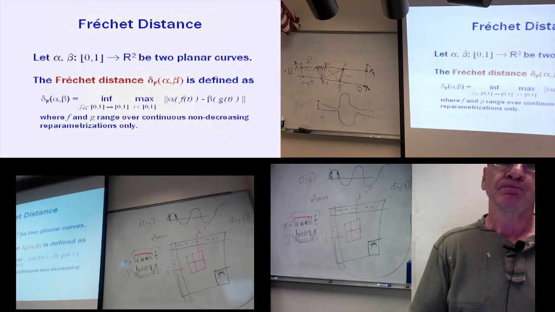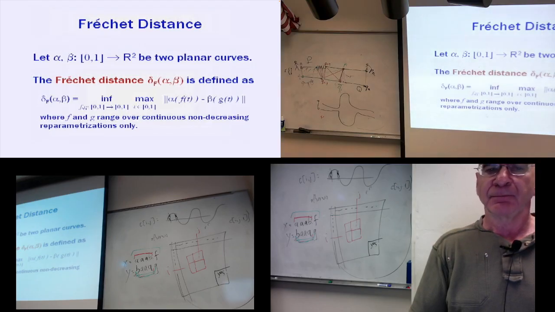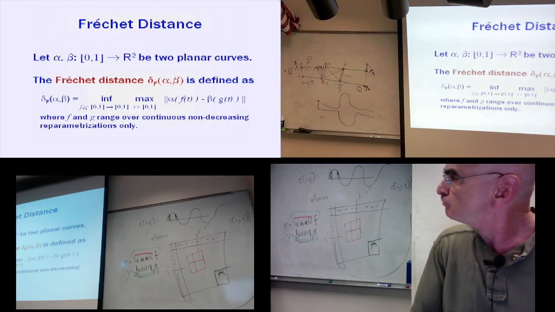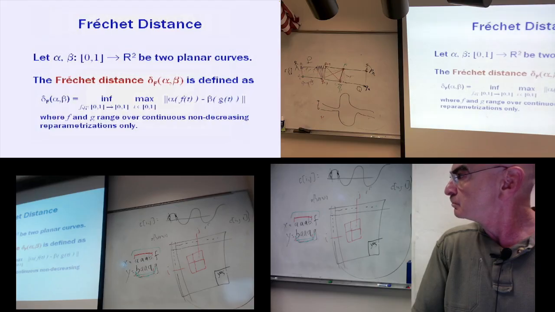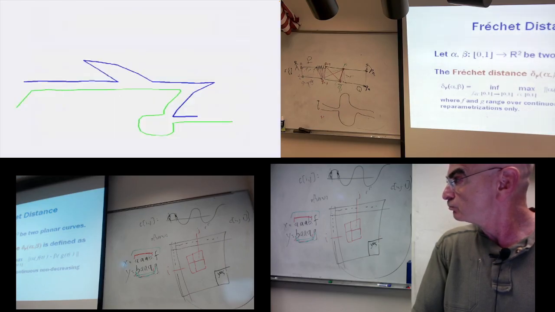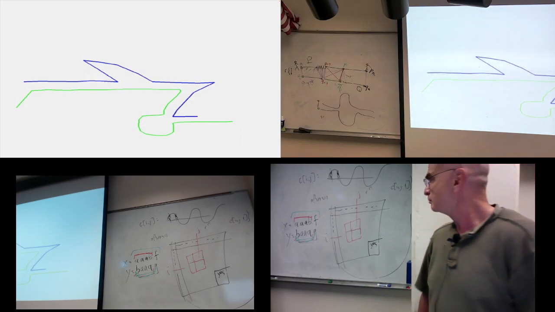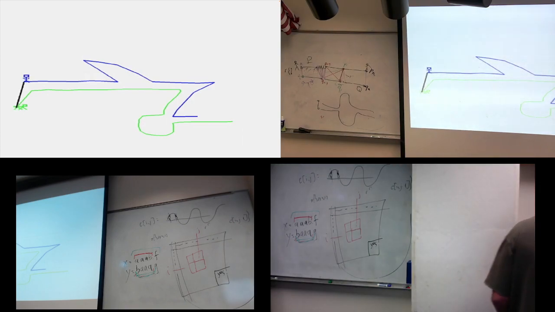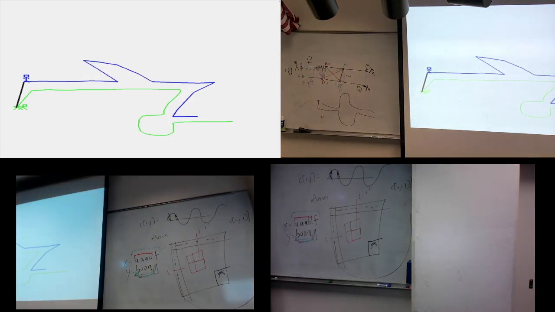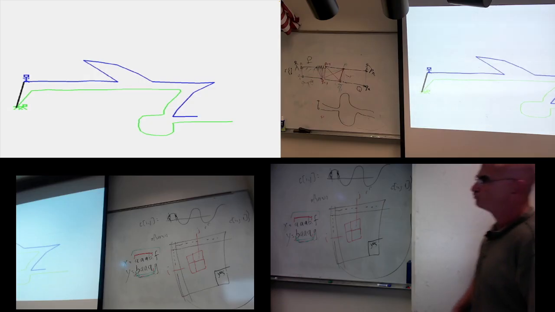Let alpha and beta be two curves in the plane. A well-suited distance measure for curves is the Fréchet distance, which is defined via continuous and monotone reparameterizations of the two curves. The definition can be visualized as follows. Consider the two curves, one blue and one green in this example. Now imagine a man walking on the blue curve and a dog walking on the green curve. Of course, the man holds the dog on a leash, which is the black line segment here.